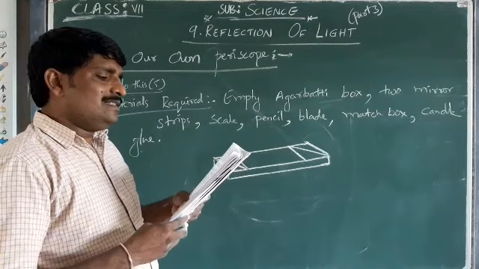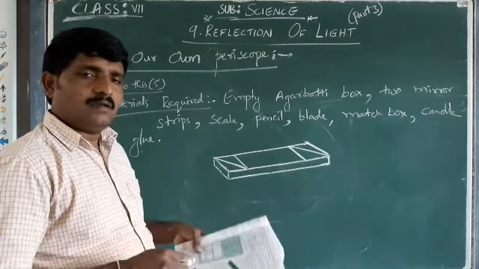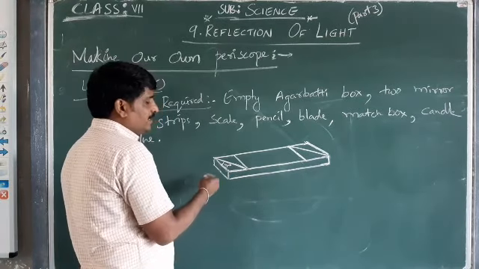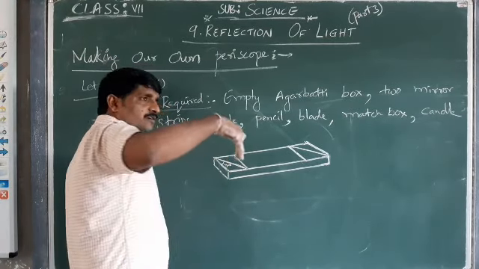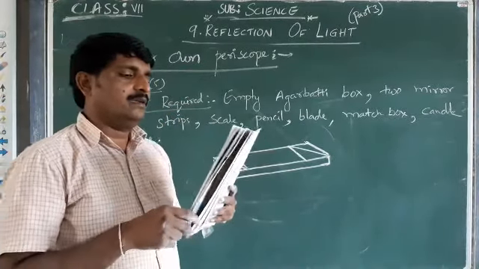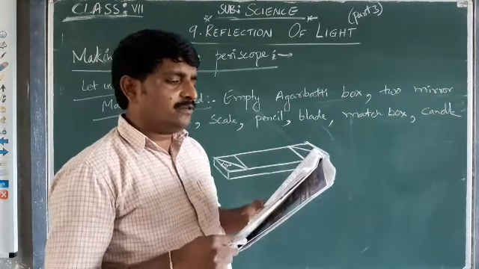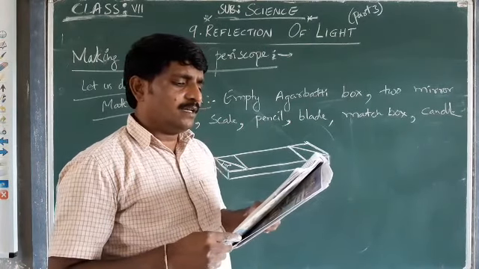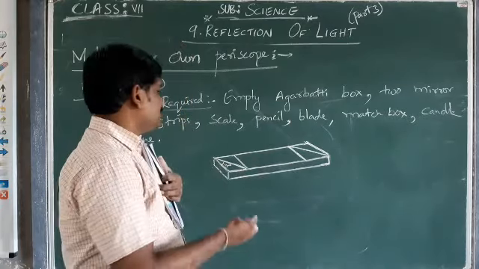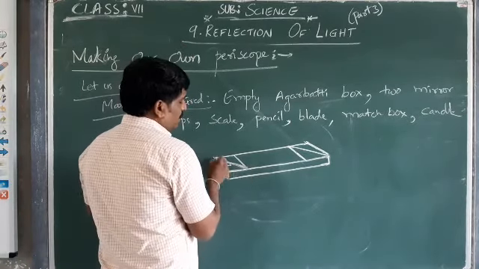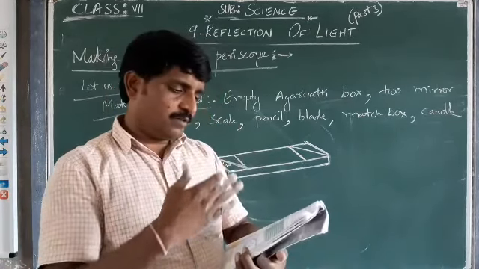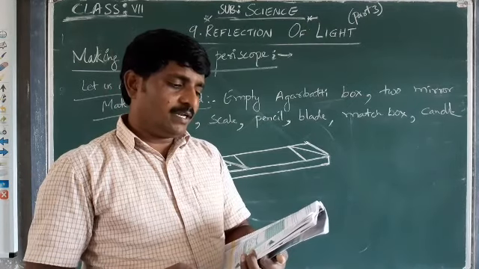Now, slit the diagonals with the help of a blade. The angle will be 45 degrees here. Using a blade, you have to slit, that is, cut those diagonals. The slit should be equal to the length of the mirror strip. The length of the slit should be equal to the length of the mirrors.